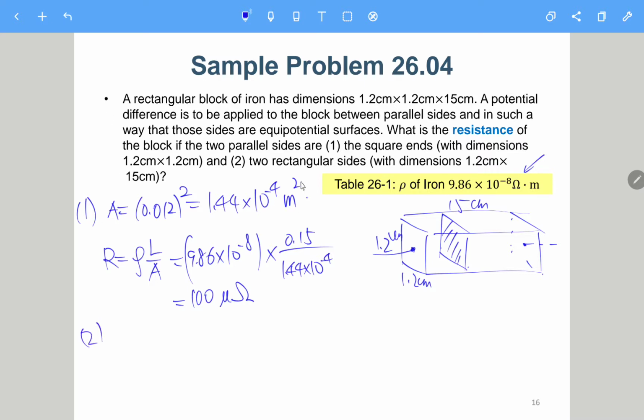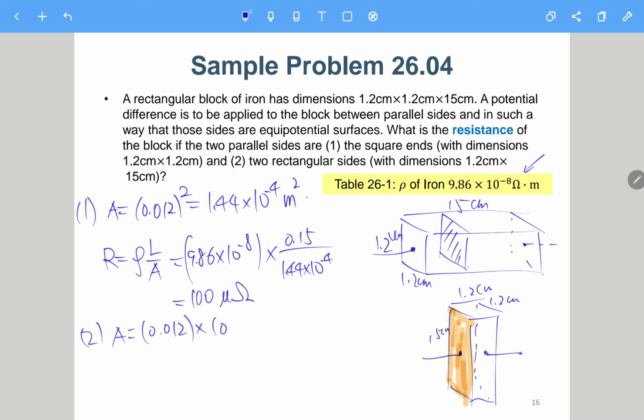Okay, for the second one, it says the 2 rectangular sides with dimension 1.2 times 15. So here we use it like this. This is 1.2, this is 15, and now we use this side, so the cross section area is this side. In this case, A is 0.012 times 0.15, which is 1.8 times 10 to the minus 3 meters squared. So now you can expect a much larger cross-section area and a shorter length, so the resistance should be smaller than the previous one.